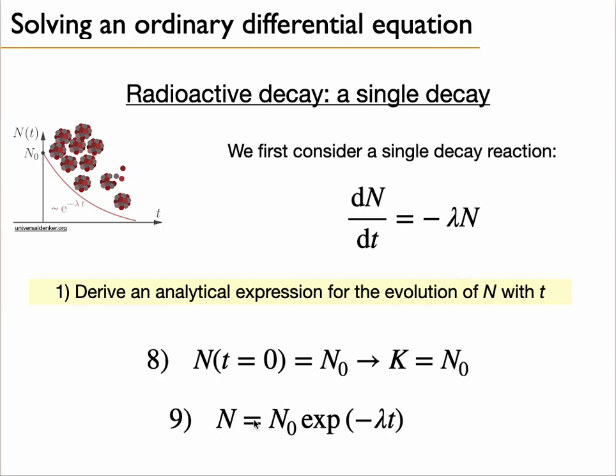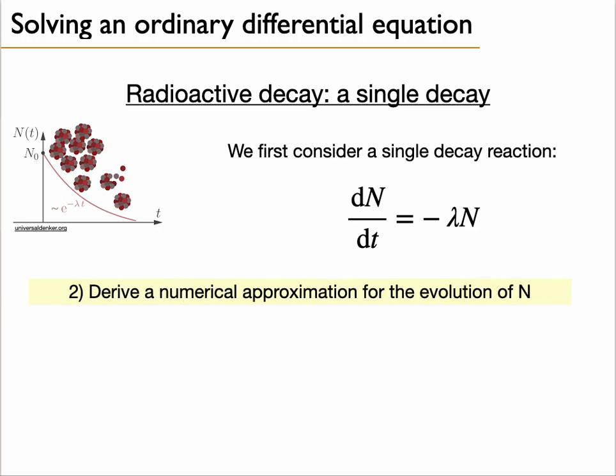Step 9. Okay, you can use K equal to n0 in the general expression, and you get a specific solution now. n is equal to n0 exponential minus lambda t. That's our analytical solution in 9 steps.